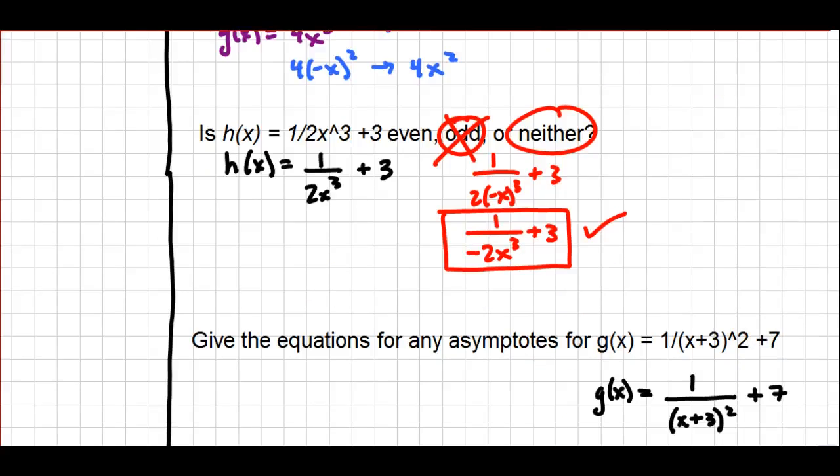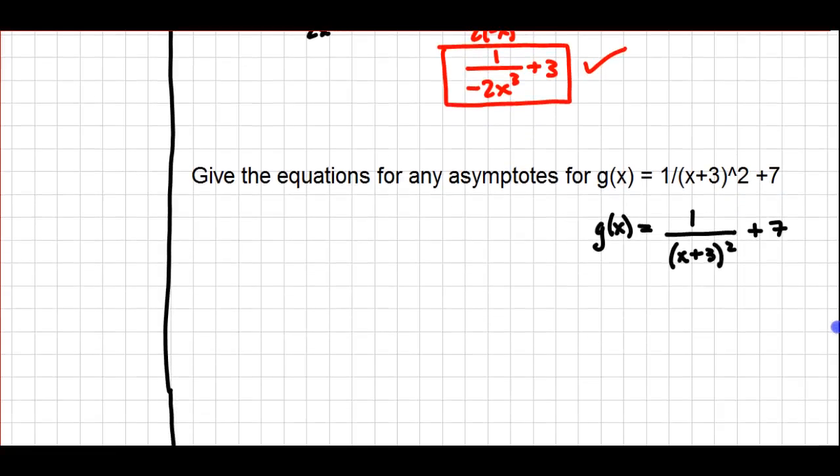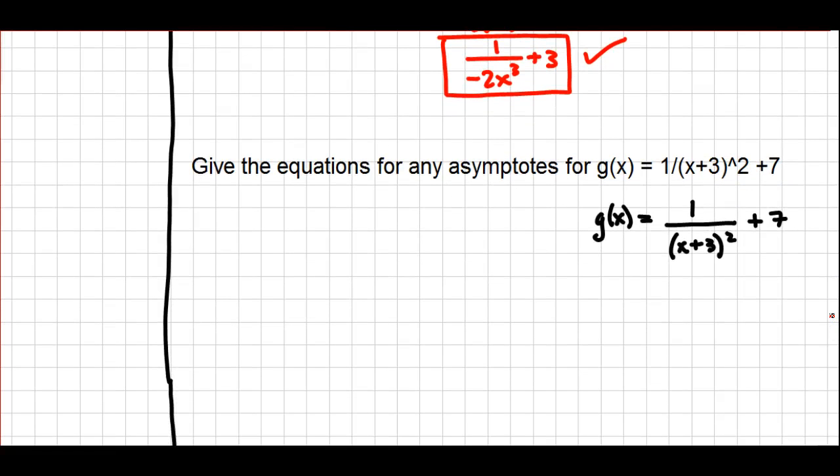One other thing that happens in the homework is students are asked a lot of questions about asymptotes. So I want to talk to students a little bit about that with this last example. We have the function g of x being 1 over x plus 3 squared plus 7. It's important for students to recognize that the parent function, if you took away the 3 and the 7, would be 1 over x squared.